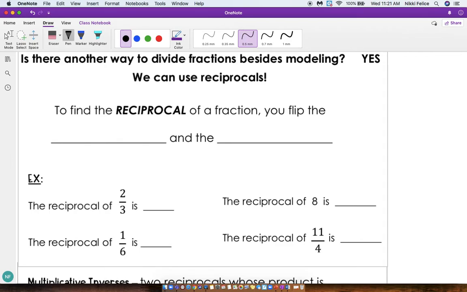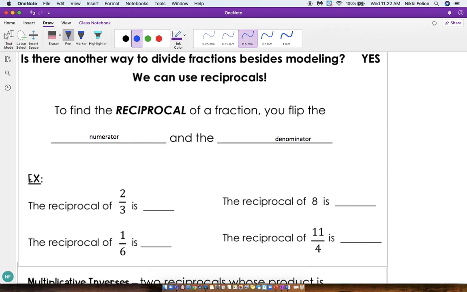In the last video we learned how to do fraction division with modeling, I should say. But modeling is not the only way we know how to divide fractions. We can also use algebraic equations to divide fractions. And when we do that, we are going to need to find the reciprocal of fractions. To find the reciprocal of a fraction, you flip the numerator and the denominator.